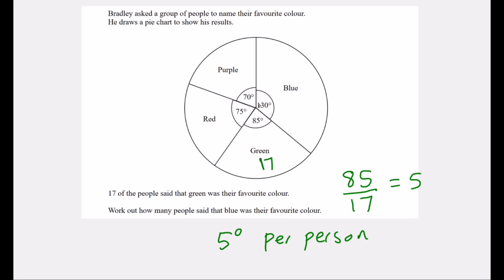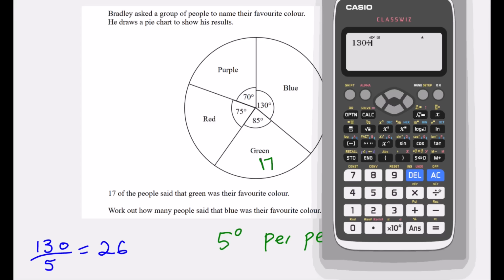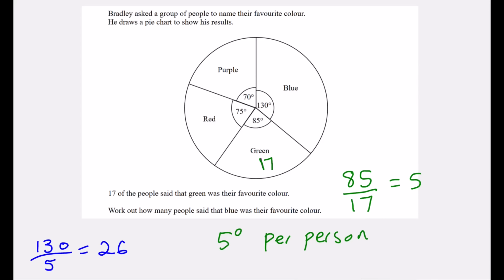So something times 5 makes 130. 130 divided by 5 will be 26. So 26 people said blue was their favorite color. 5 degrees per person, 5 lots of 26 is 130.